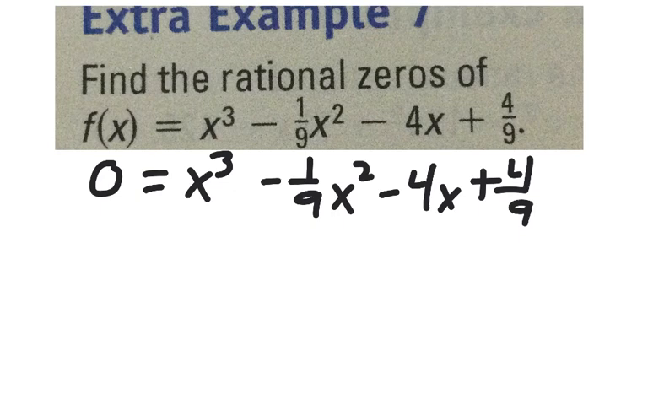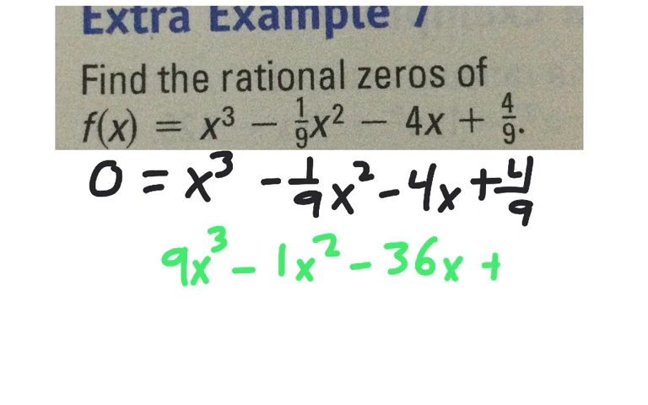Well, yes, that would be the first thing I would have thought of. I would have multiplied everything by 9, and that would get rid of my fractions. So if you want to do that, that's 9x cubed minus 1x squared minus... Sorry, this shouldn't be a 4x. That should be a 36x plus 4. And now your list of possible rational zeros is going to be much easier to deal with.